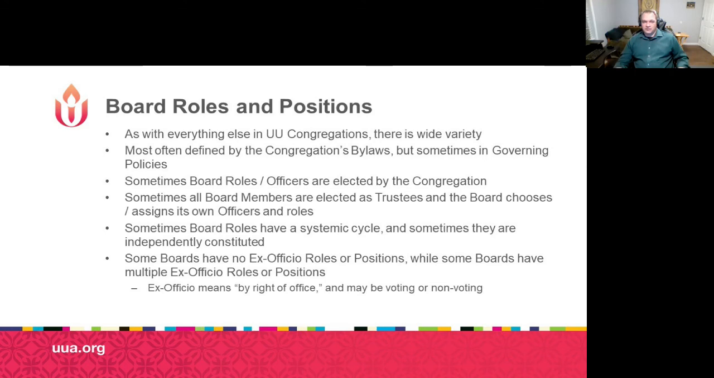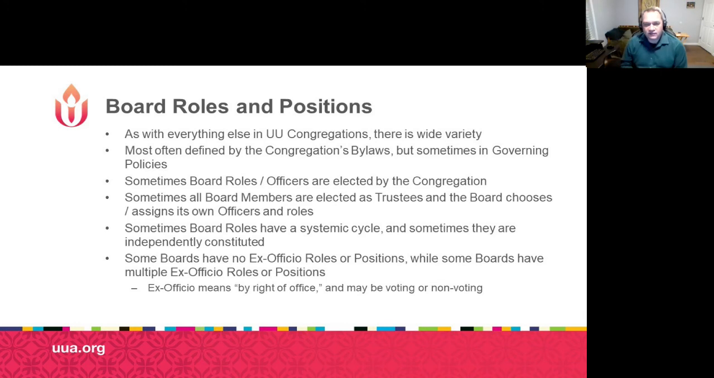Board roles and positions. This is really in a base level course, so I'm not going to spend a ton of time on this one. It'll be in the slides if you wish. But understand that there is no one design for a congregational board, and congregations can create whatever positions or officers they wish within a board structure.